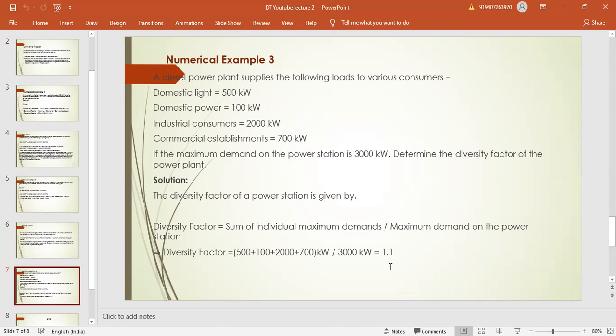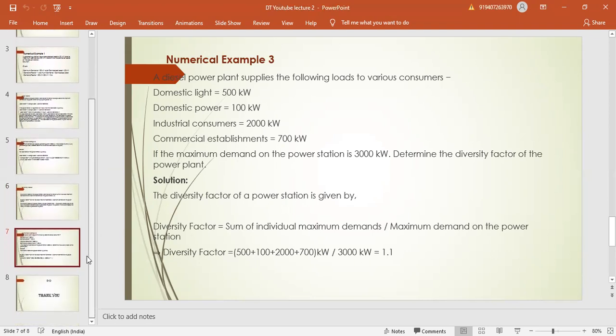We know greater the diversity factor, lesser the cost of generation of the unit. In this way, we can think about these topics: diversity factor, load factor, and demand factor. There are many more definitions also here. We will see them in the later videos.